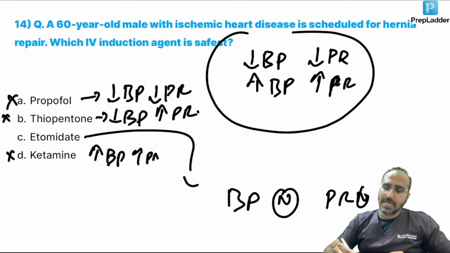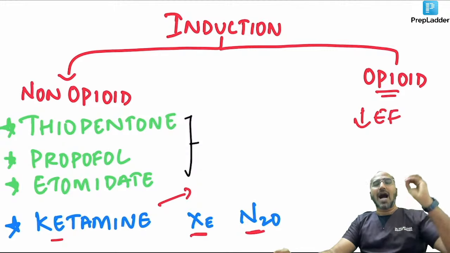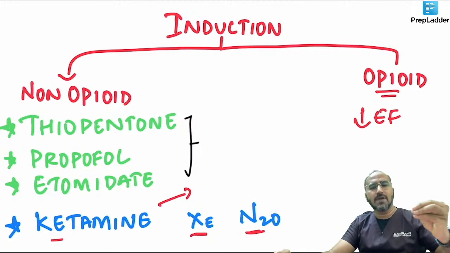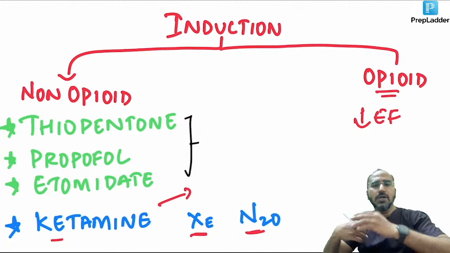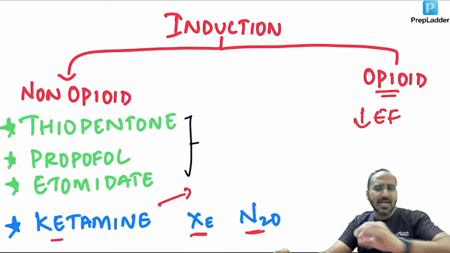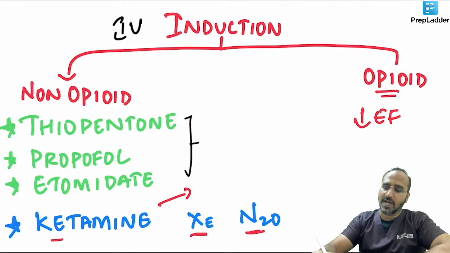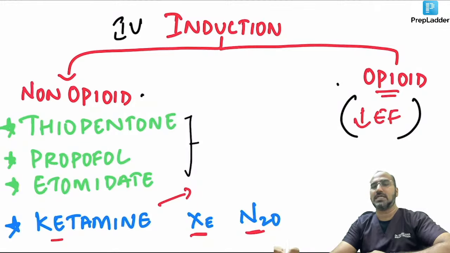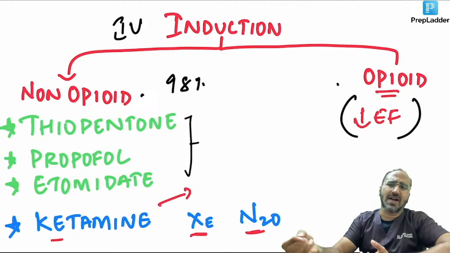So etomidate. Before going to etomidate, guys, first of all, we need to have a brief introduction of IV induction agents. In general anesthesia, if you want to make the patient unconscious, you can give an IV induction, or you can go for inhalational induction. But 99% only IV induction is given. In IV induction, remember there are two types: one is non-opioid, other is opioid. Opioid kind of IV induction is given for patients who have low ejection fraction. Non-opioid is given for 98% of the patients who have a good heart.